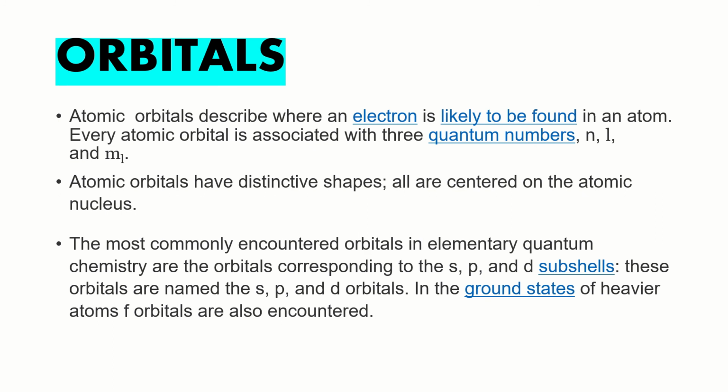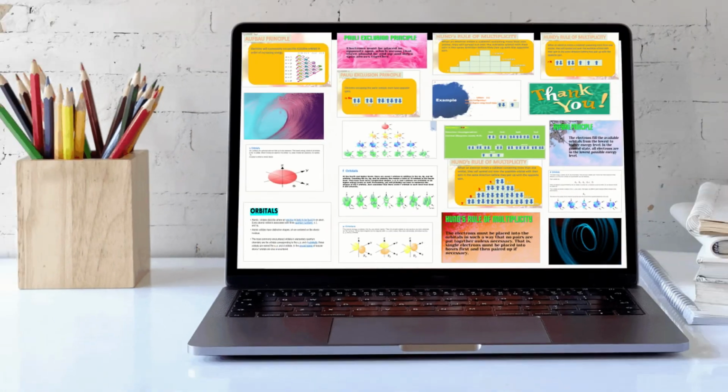The most commonly encountered orbitals in elementary quantum chemistry are the orbitals corresponding to the s, p, and d subshells. These orbitals are named the s, p, and d orbitals. In the ground state of heavier atoms, f orbitals are also encountered.